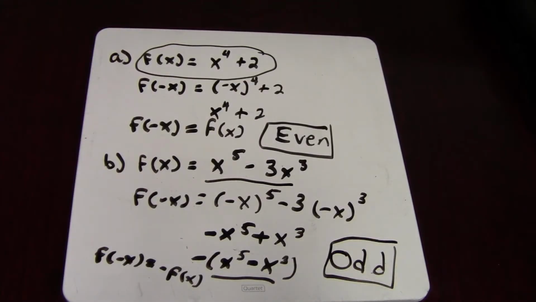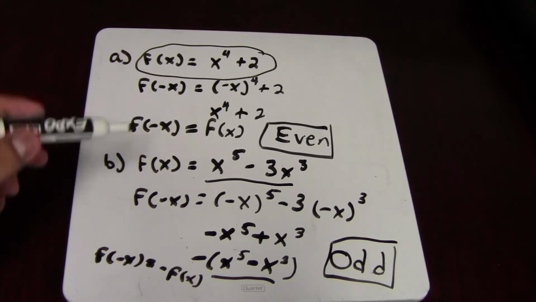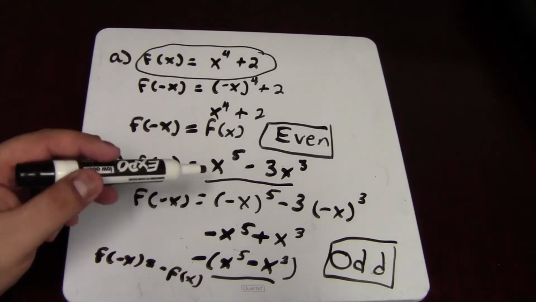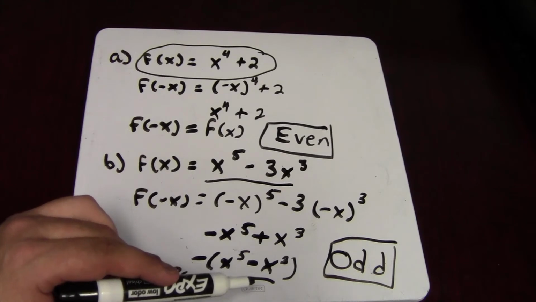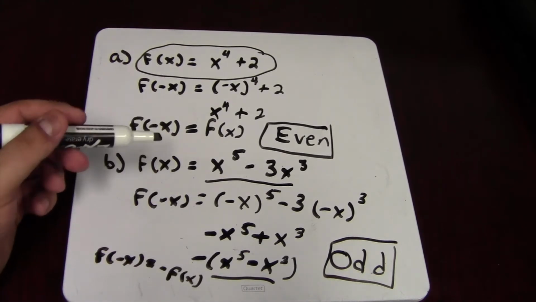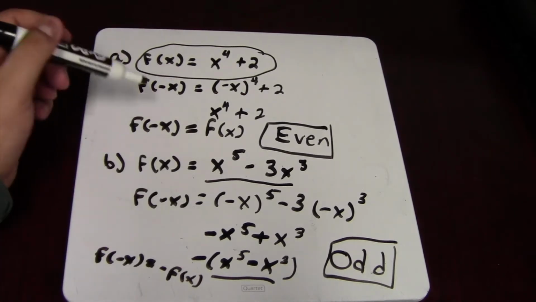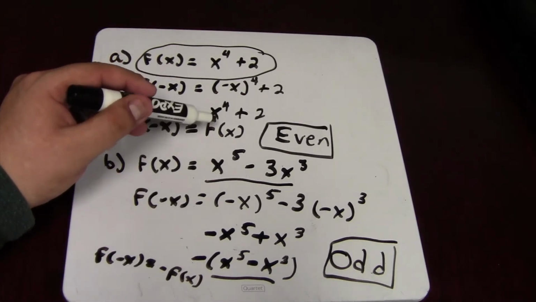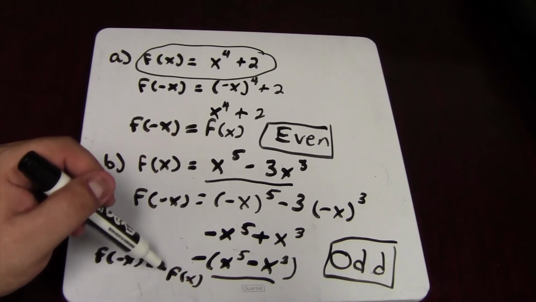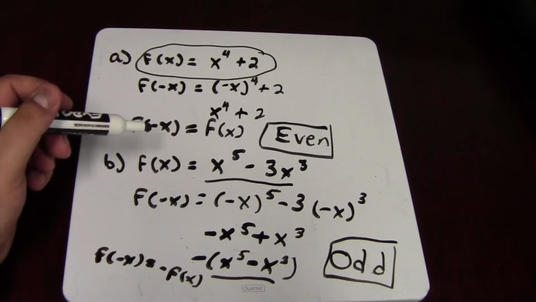Now, we're going to look at one more example, but before we do, remember, it is possible that it's neither, and it's not even, and it's not odd. And in those cases, we would say it's neither. And I'm not going to do an example of that one, but basically, if when you plug in negative x, you don't get f of x or you don't get negative f of x, you would put neither there.